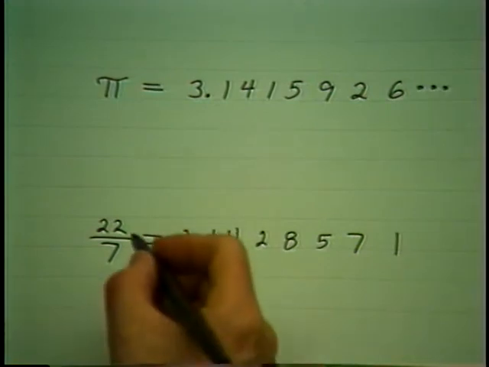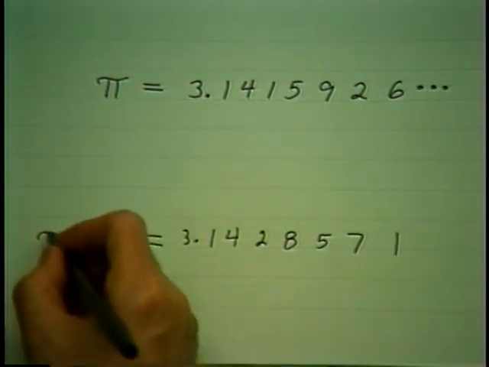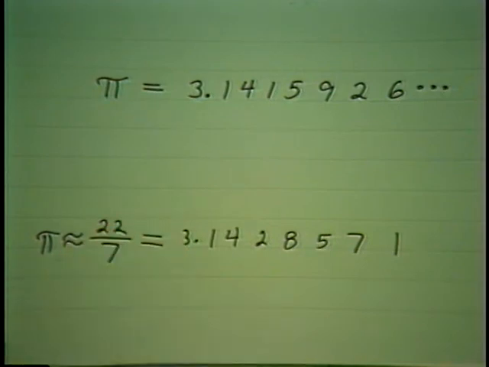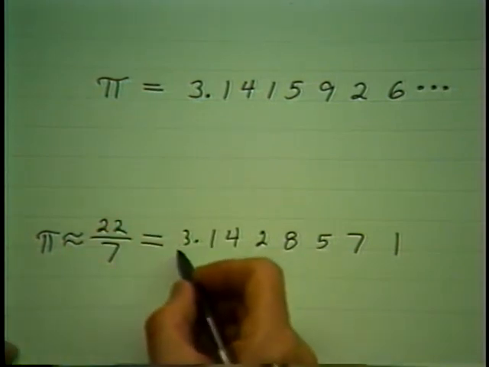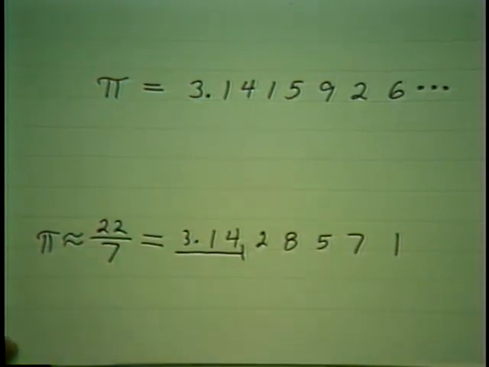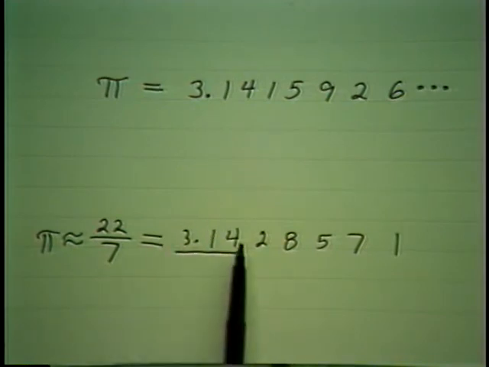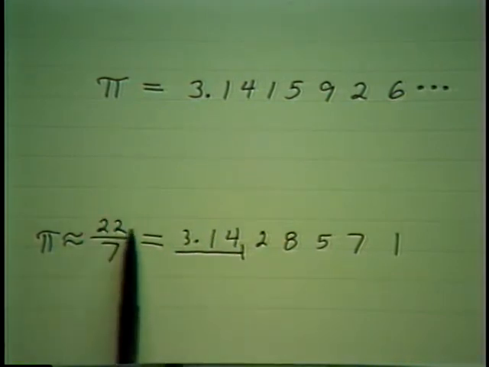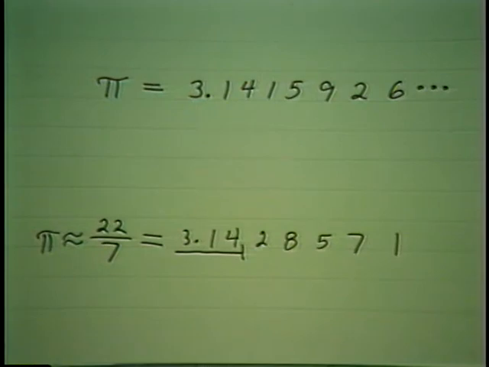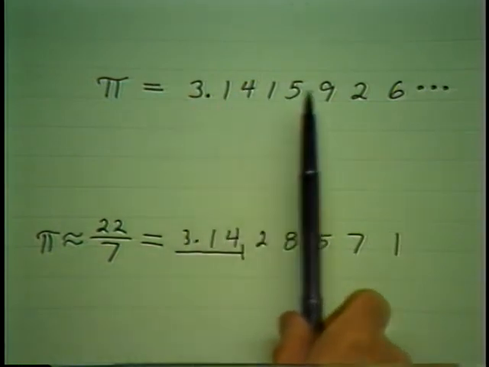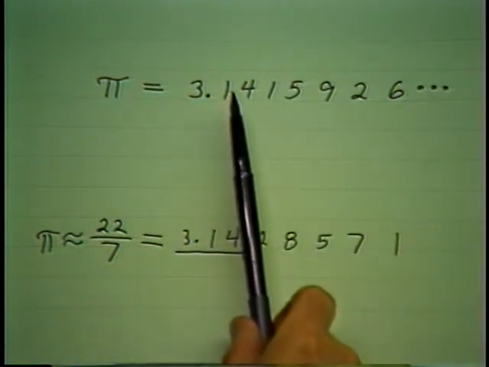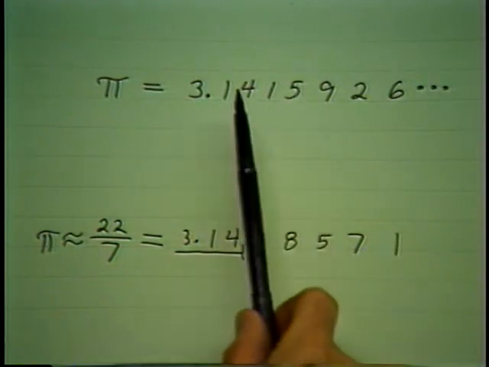So this is merely an approximation to pi, and it's only accurate to the nearest hundredth. So if you ever need accuracy beyond the hundredth, don't use the 22 sevenths. It's not accurate enough. Now this is a lot of place accuracy here. Some people will round it to the nearest 10,000th.